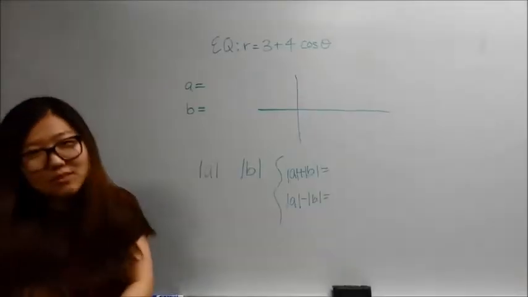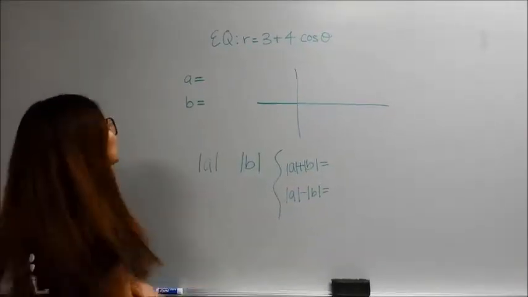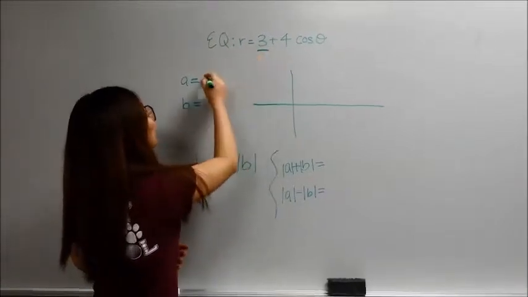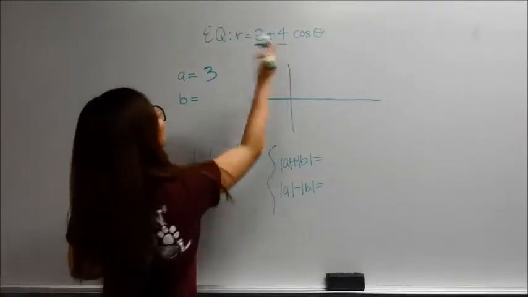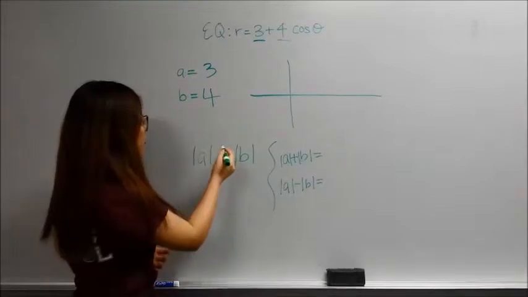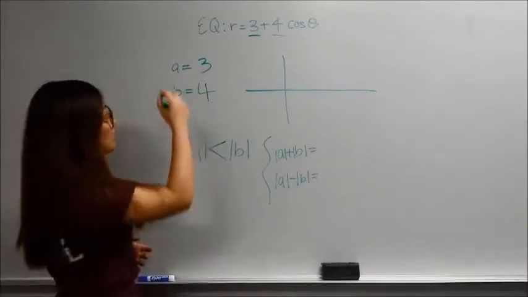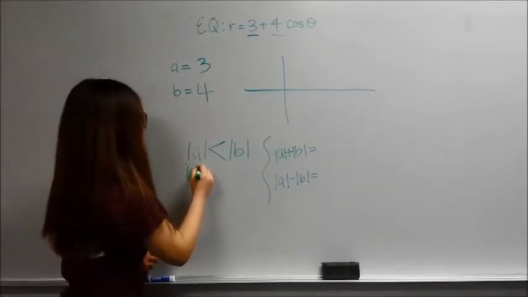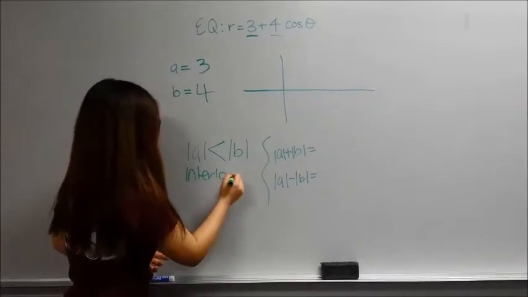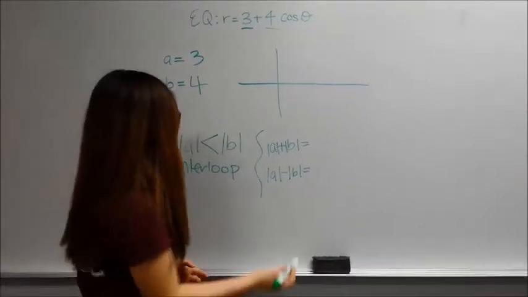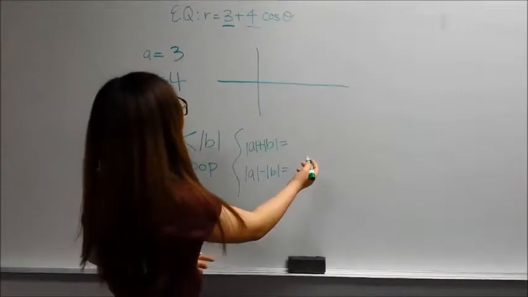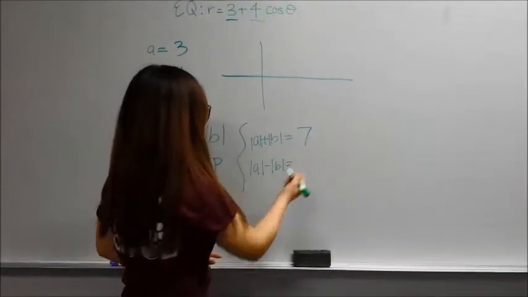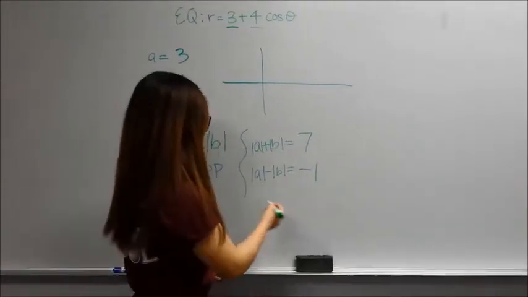r equals 3 plus 4 cosine theta. So the a is right here, 3, and the b is here, 4. So when a is less than b, that means it's an inner loop. Okay, so a plus b is 7, and a minus b, 3 minus 4, is negative 1.